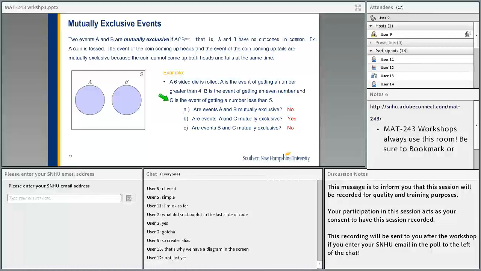Are events A and C mutually exclusive? Let's look at it. C is the event of getting a number less than 5. So that would be 1, 2, 3, and 4. And A is the event of getting a number greater than 4. So that would be 5 and 6. So there's nothing common between the two. So they are mutually exclusive.